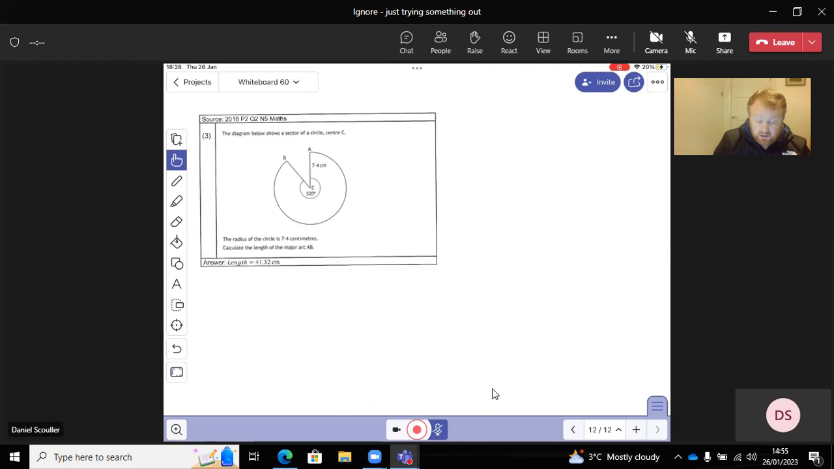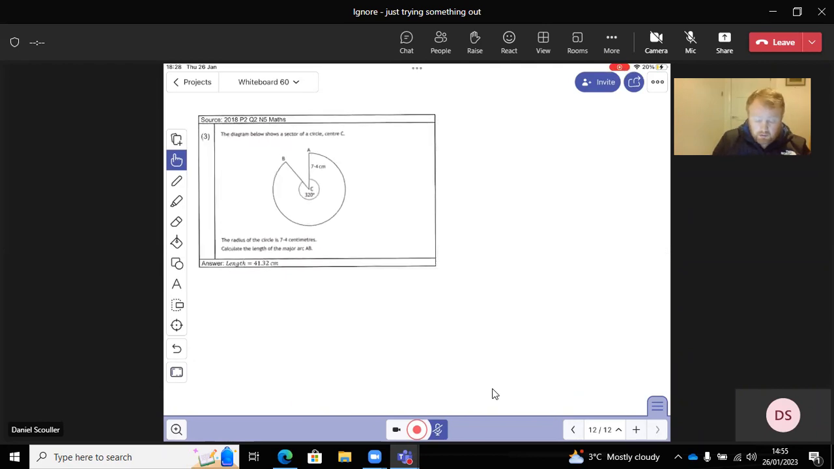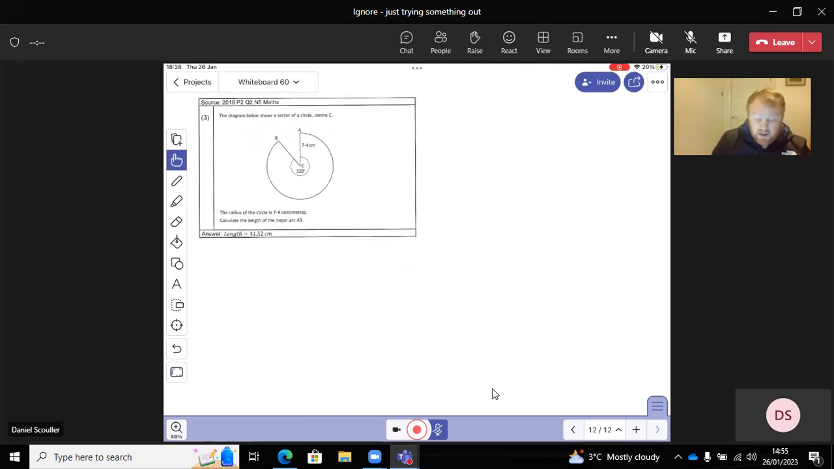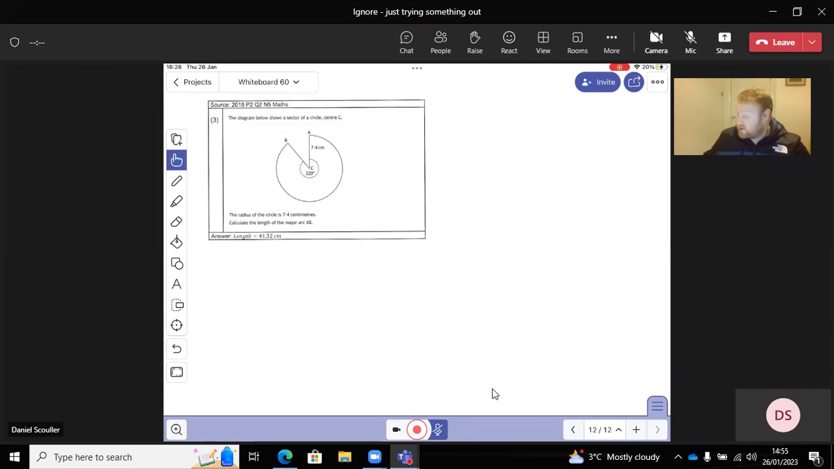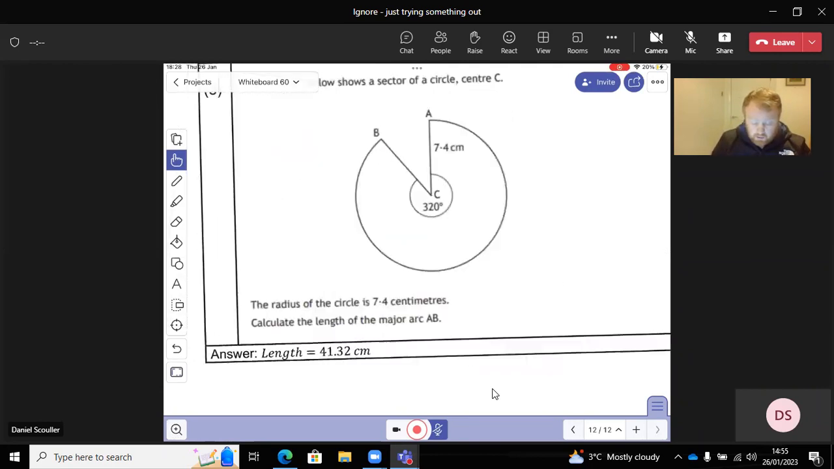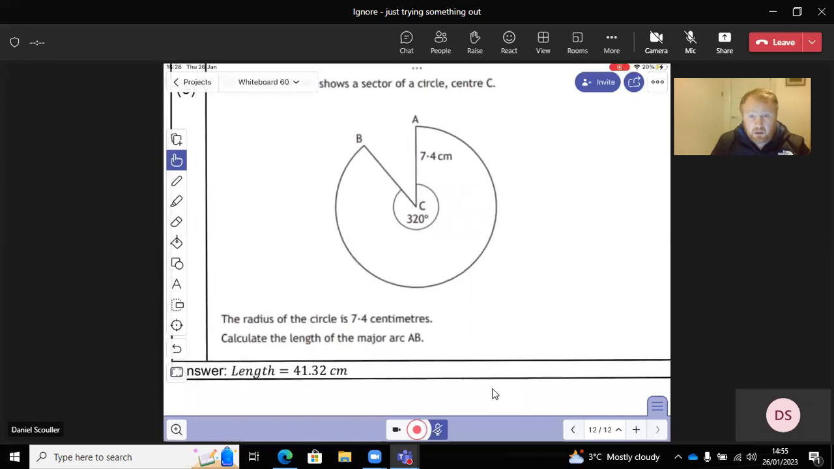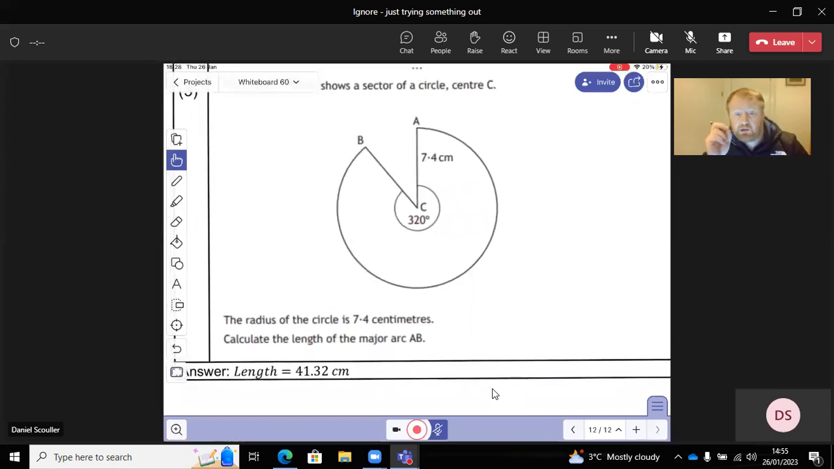Quite a nice question, this. It's probably the best way they can ask it, because it's asking it in a way that we want. It's asking for the major arc. All the bits of information are really quite obvious, so there's nothing to shock you. You're given the right angle, you're given the radius there, and they're asking for the major arc.